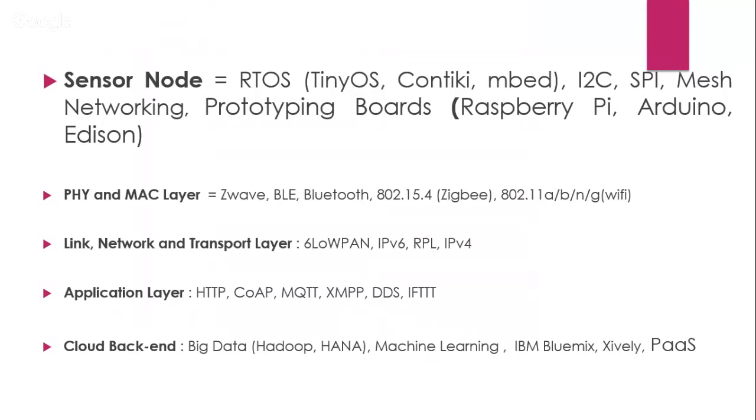Then comes application. So the application layer is basically the user interface, or how the data is getting computed, how the data is being sent to different servers across the globe. The prominent ones are HTTP server, CoAP, MQTT, XMPP, DDS, IFTTT. So these are some of the application layer protocols that will come into the picture, and we don't use all of them, but depending on the kind of application, each one has its own advantages and disadvantages. So it really depends on the kind of application you are building, so that you can choose the protocol.